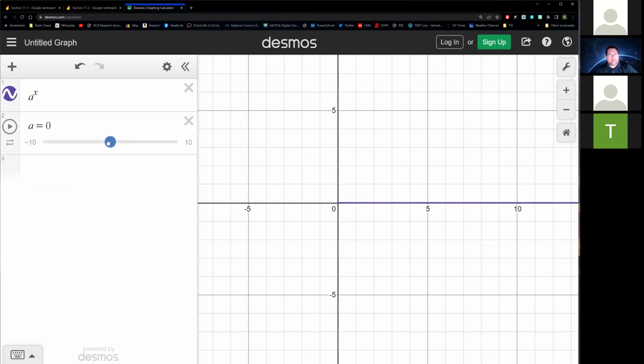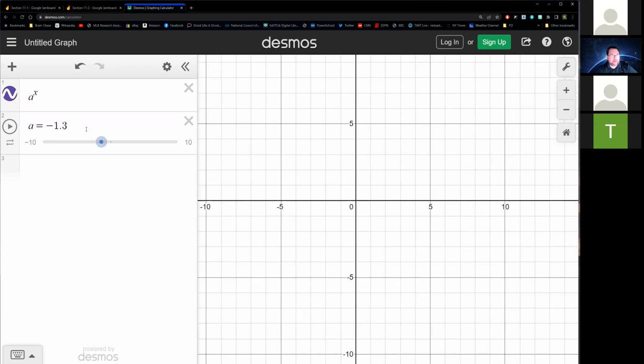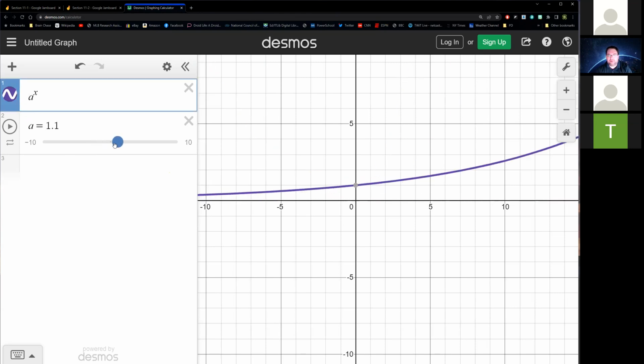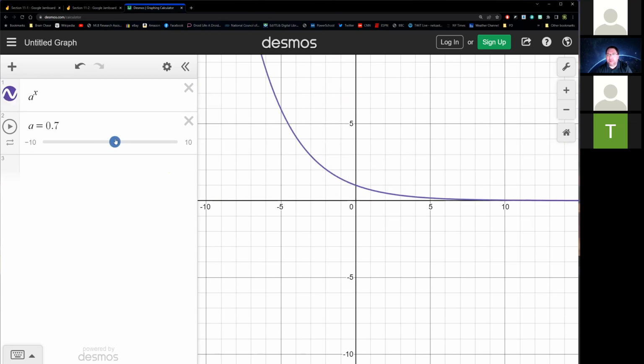So you can see whenever A is between... Oh, because it oscillates. So whenever it's between 0 and 1, I get my exponential decay. When I have it higher than 1, I get my growth. So that's going to diverge. And if it equals 1, then it's that.